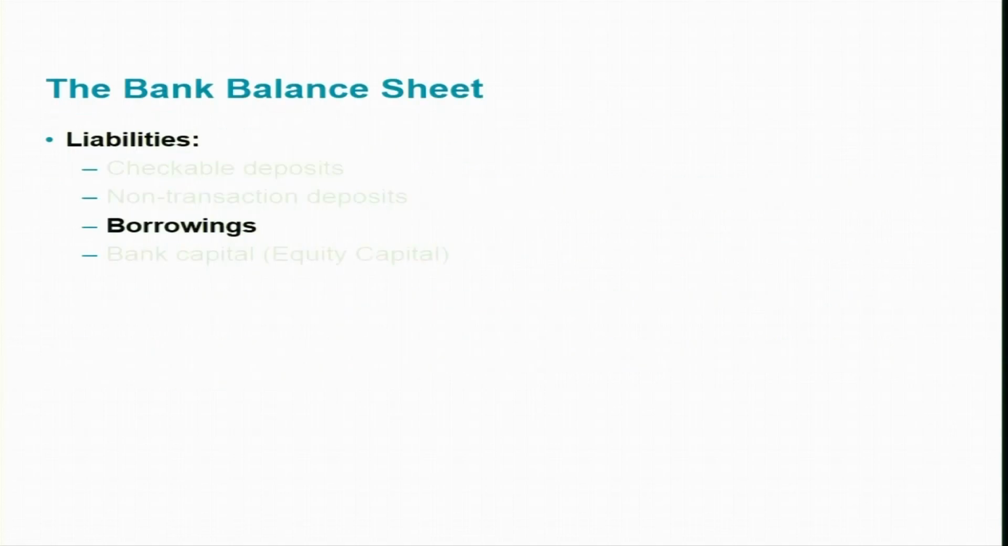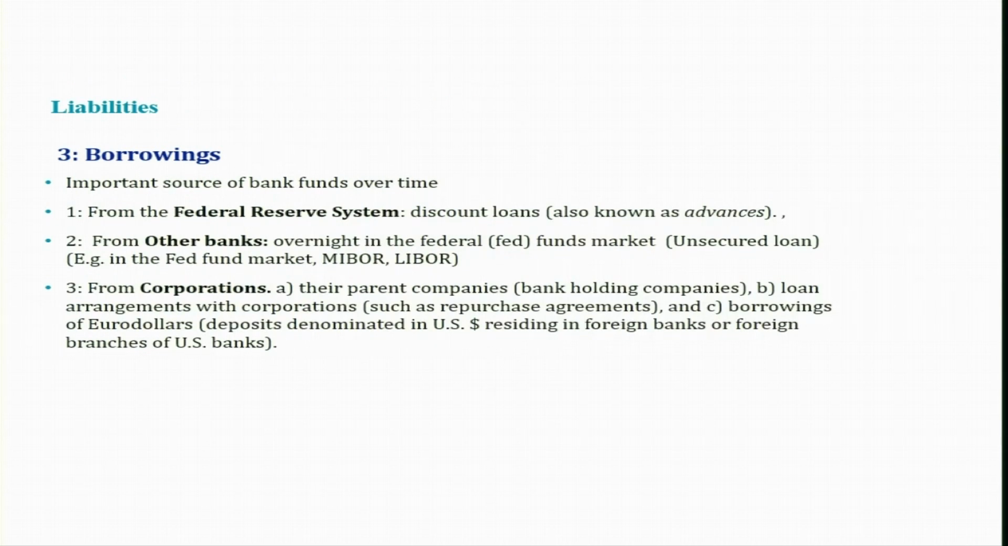Let's now move to the third category, the borrowings. This is another important source of bank funds over time. A bank mainly borrows from three sources. One is from the Federal Reserve System, which in the Indian case is the Reserve Bank of India, and the banks borrow from the central bank at a discount rate, called discount loans.